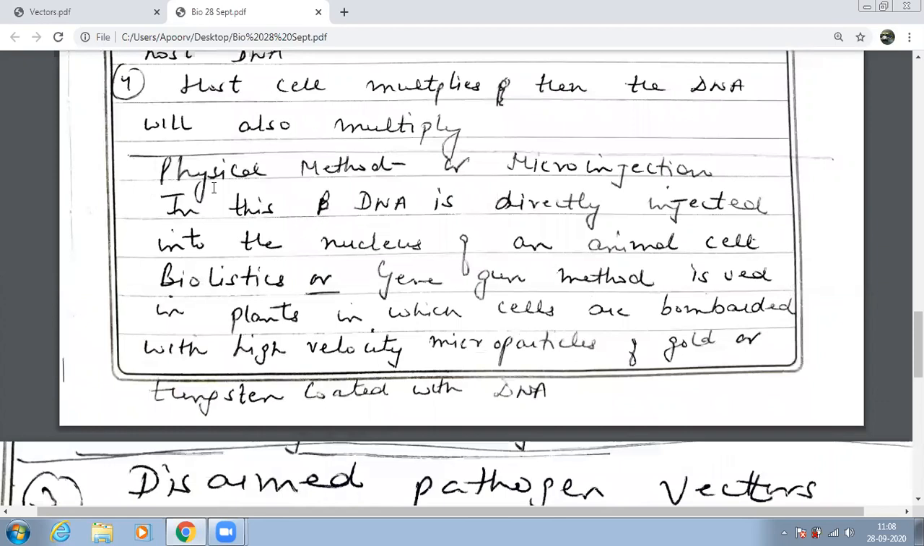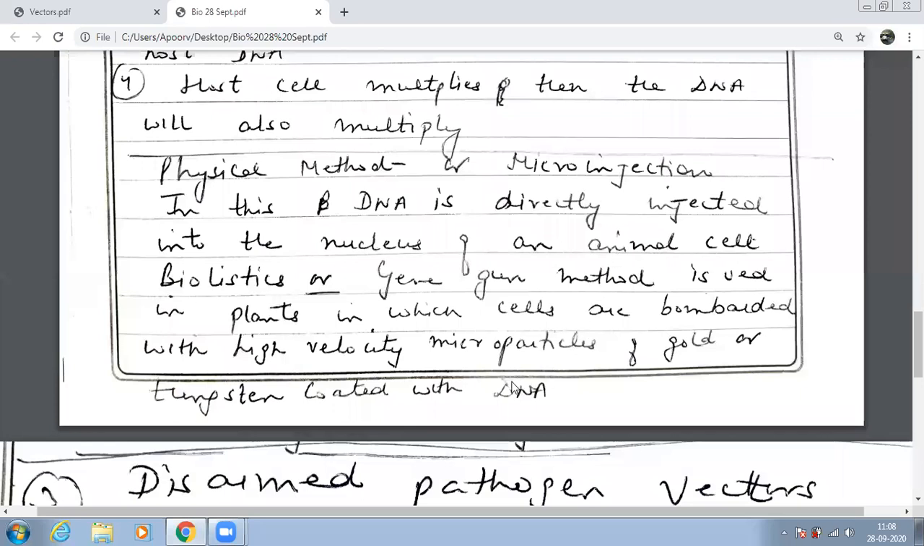This is again a very simple method, the physical method. The third method I'm taking up is the physical method. This method is also known as the micro-injection method. Micro means very little, and injection, so you take a very small amount of DNA and it is directly injected into the nucleus of an animal cell. This method is called micro-injection. Remember, the micro-injection method is used for animal cells.